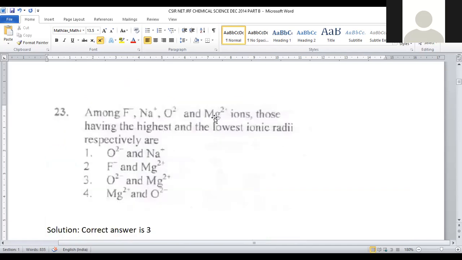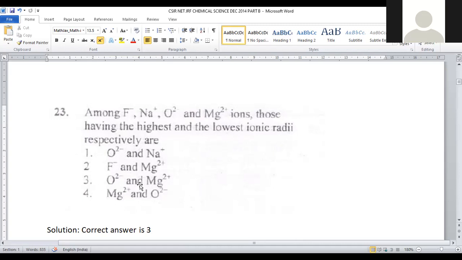In this manner, Mg plus 2 will be the smallest among all, and next level ion Na plus with a somewhat larger size, and the next will come F minus, fluoride. And the next is oxide. Being minus 2, Z effective will be extremely low, so that here attractive forces are minimized. So larger will be O minus 2 followed by F minus, Na plus, and the least is for Mg plus 2. Then what are they asking for? Highest and lowest ionic radii. Highest is for oxide, lowest is for magnesium.